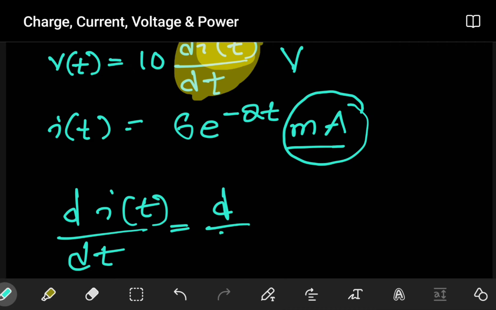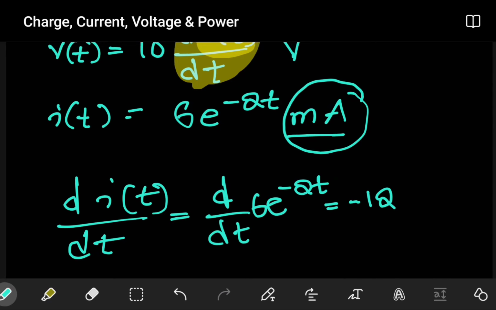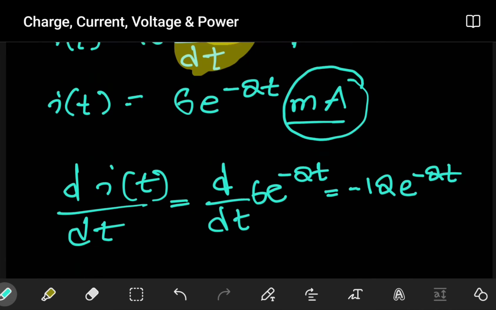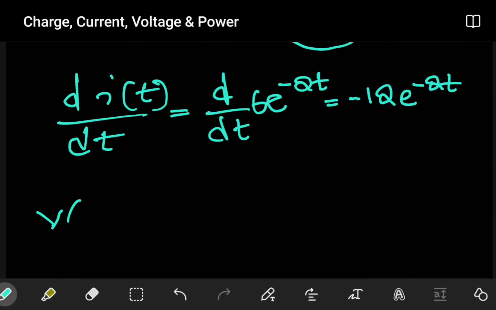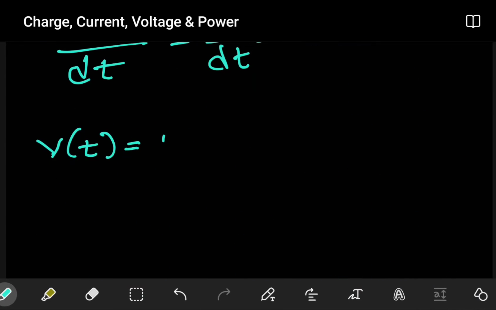The current, remember, is 6e to the power minus 2t. So if we're to take the derivative here, we differentiate the power, that's just minus 2, then multiply the power down. So this becomes minus 12. And then apart from this, we're going to have the exponent itself, e to the minus 2t. So this is the derivative. So when it comes to the expression for voltage, we can now rewrite it. And this becomes, remember, we had a 10 first, then the derivative. So we're going to have 10 here, then the derivative, which is minus 12 e to the minus 2t.